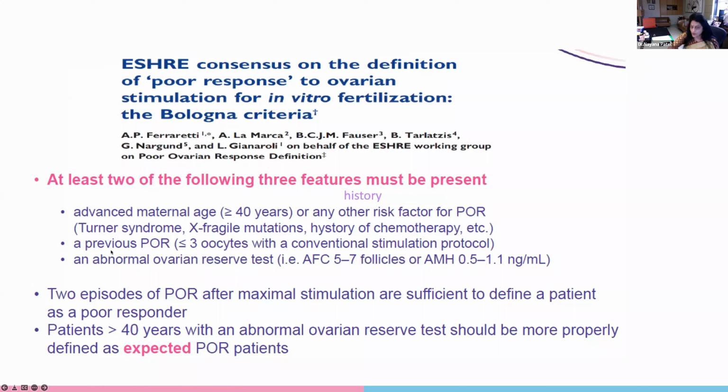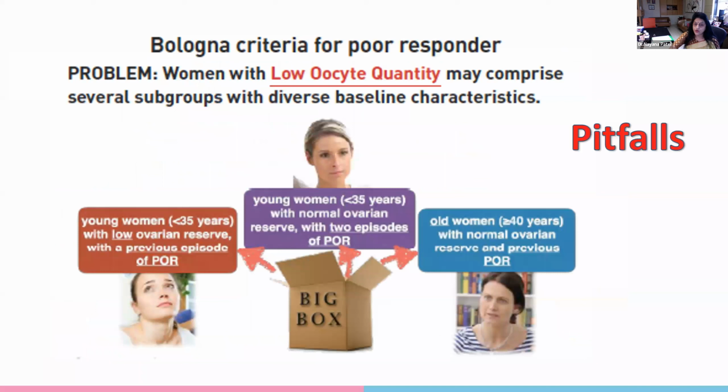The Bologna criteria, we know that maternal age more than 40, along with another risk factor like Turner or chemotherapy history, or a previous episode of less than 3 oocytes, or the markers are low like AFC less than 5 to 7 and AMH 0.5 to 1.1. Any two out of this would make the poor responder.